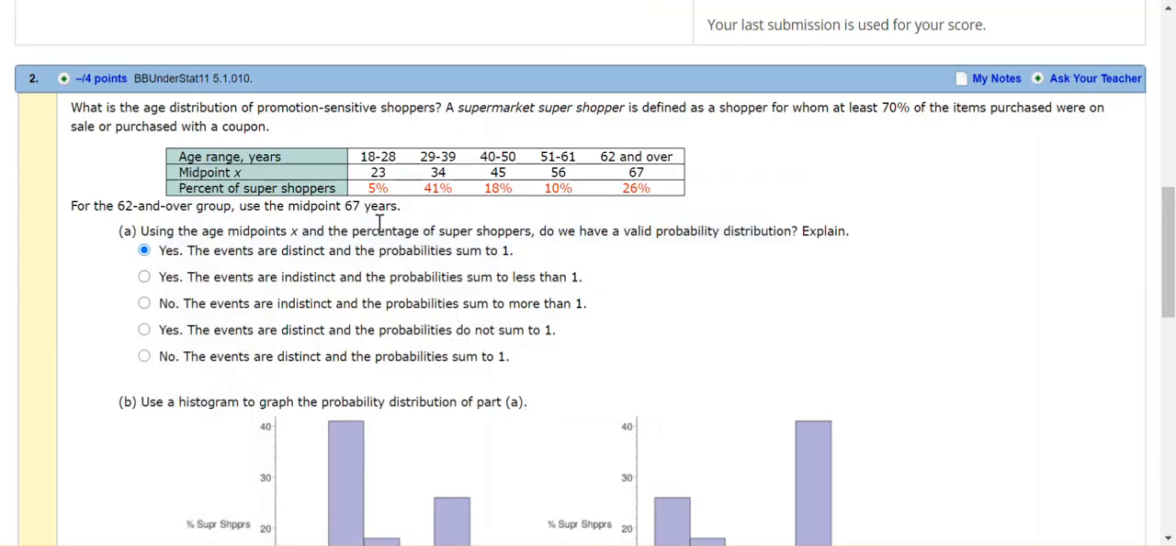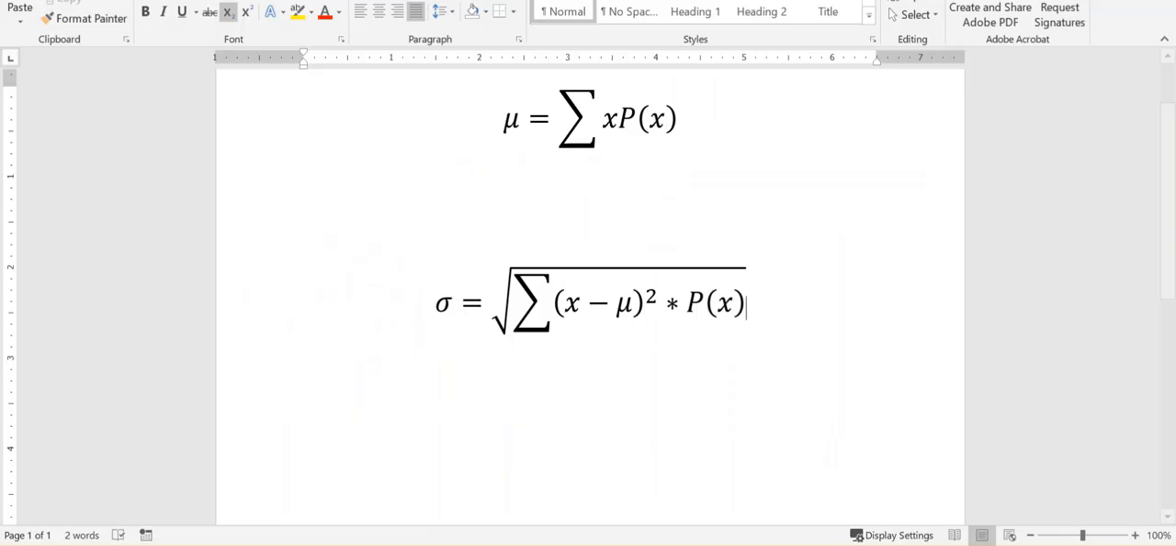So I do 23 minus 46.21. I get a number, and I square it. Then I multiply it by 5%. Then I write that number down. Then I do 34 minus 46.21, and I square it. Then I multiply it by 41%, and I write that number down. Then I do that for each of those. When I'm finishing doing that, I sum all 5 of those numbers up. And when I'm finished summing all 5 of those numbers up, I take the square root.